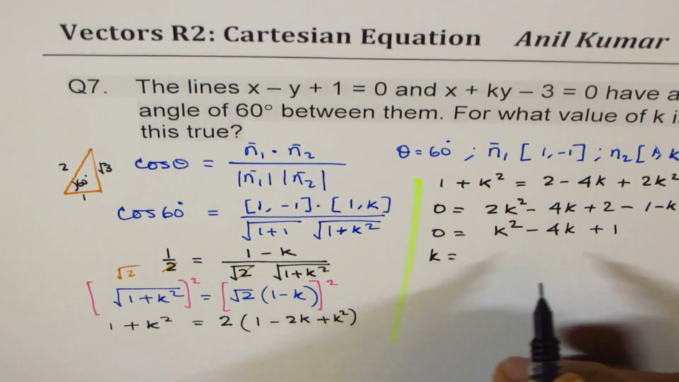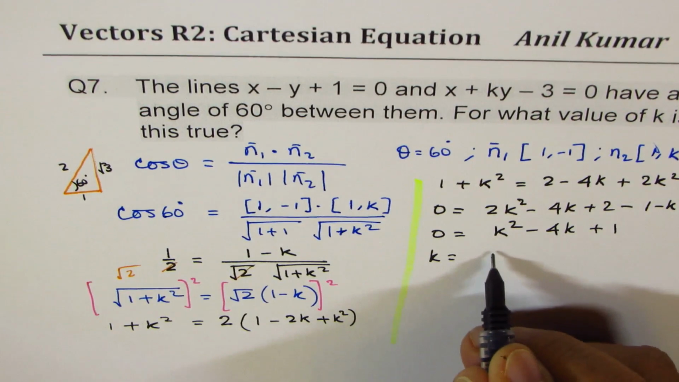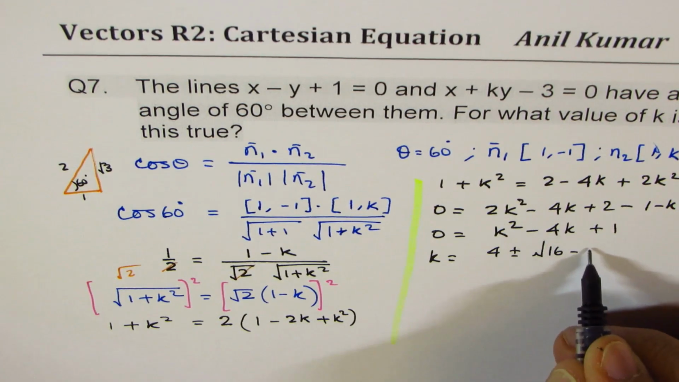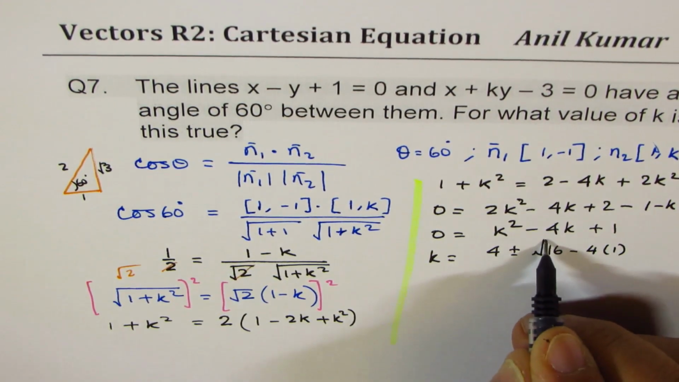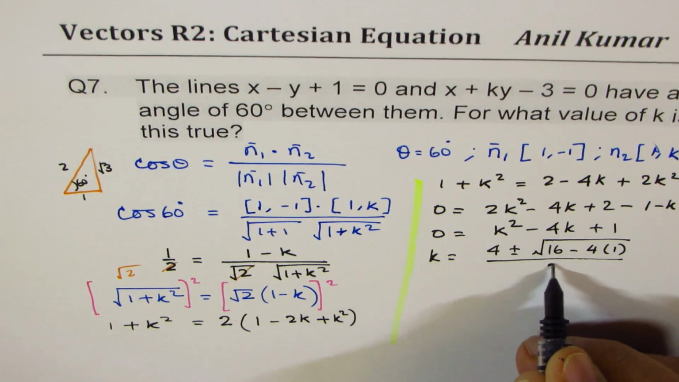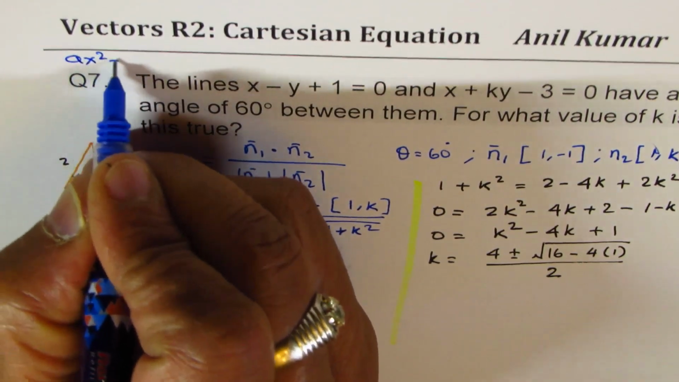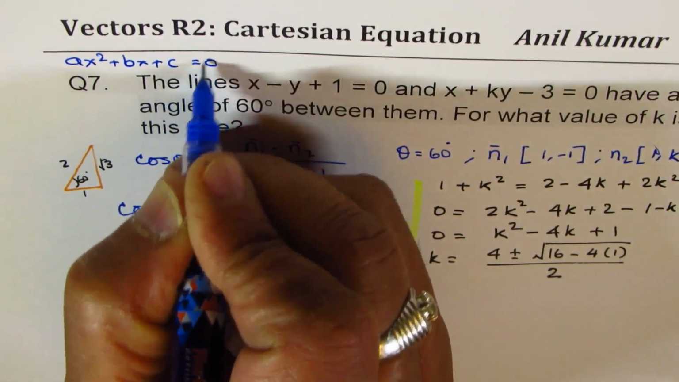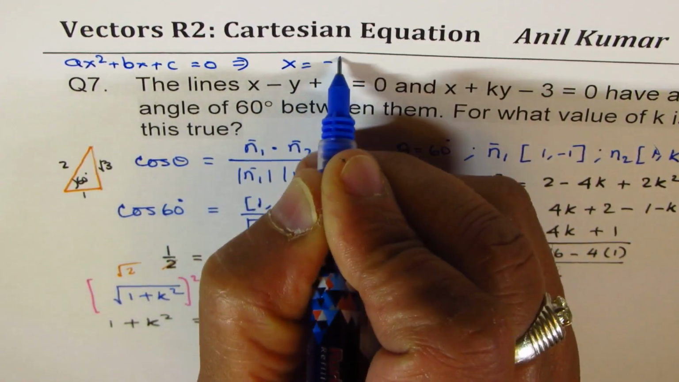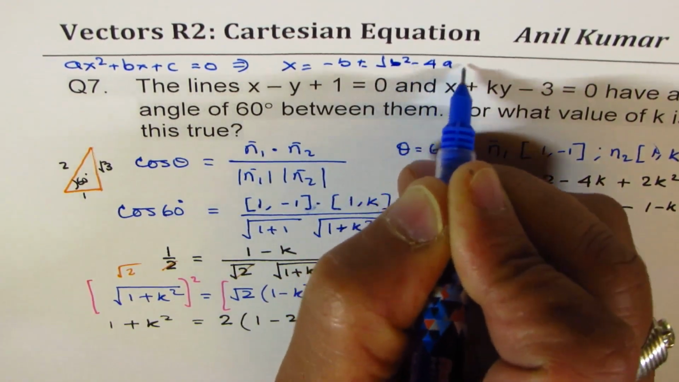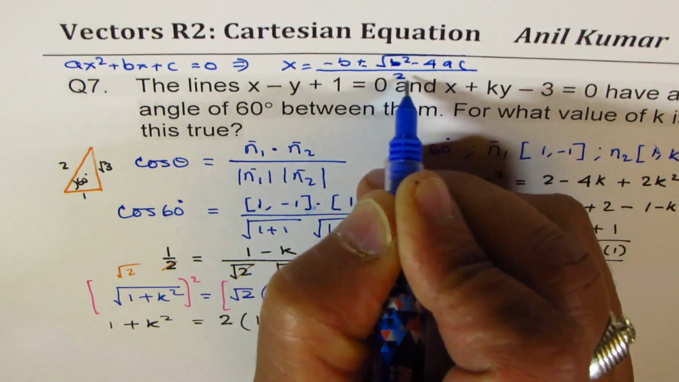So k will be minus of this, which is 4, plus minus the square root of b squared, which is 16, minus 4ac, so 4 times 1, divided by 2a, which is 2, right? So I hope you remember this formula. We are using the formula, let me write it down here. If the equation is ax squared plus bx plus c equals 0, then x is equal to minus b plus minus the square root of b squared minus 4ac, divided by 2a, right?